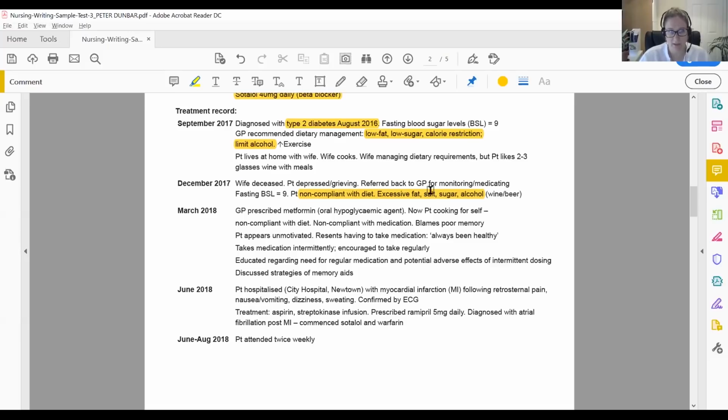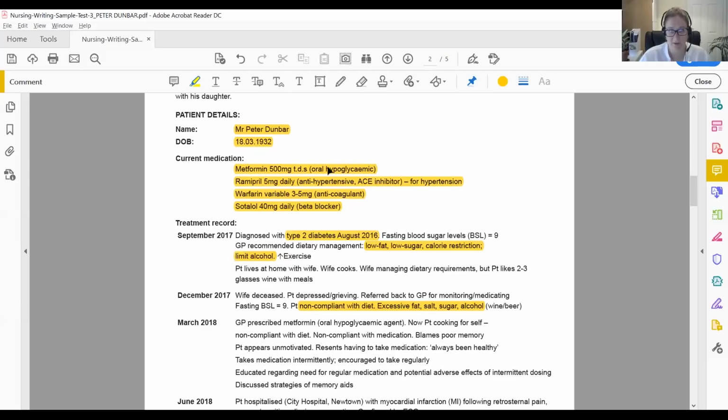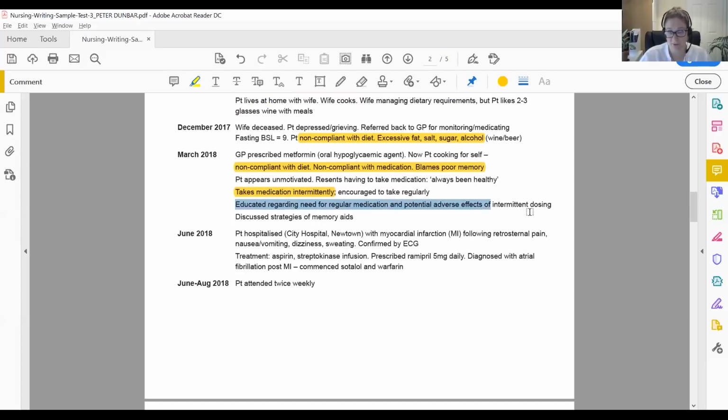Okay, and then we've got here, so he was prescribed metformin a few months later. So this is his medication that we are talking about here that controls his diabetes. He cooks for himself, but he's still non-compliant with the diet, and he's now non-compliant with the medication, blaming poor memory. He's unmotivated. He takes it intermittently. He's been educated regarding the need for it, so that might be relevant as well.